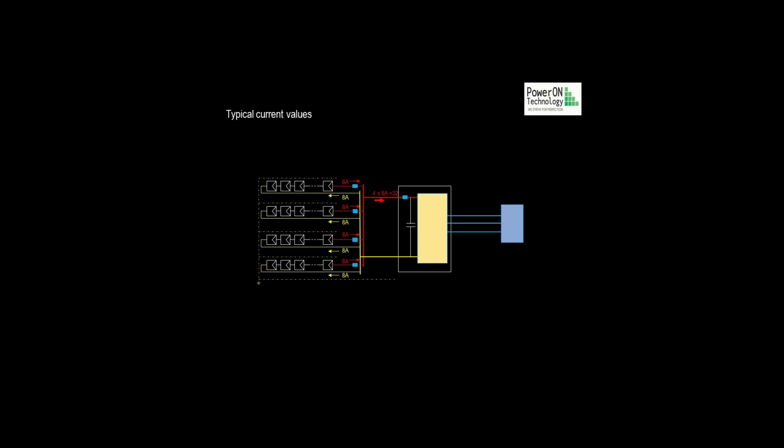The total positive current leaving the bus bar and entering the inverter is equal to the sum of the four strings, which in this case is 32 amps. The same amount of current flows in the negative return line, back to the negative bus bar.